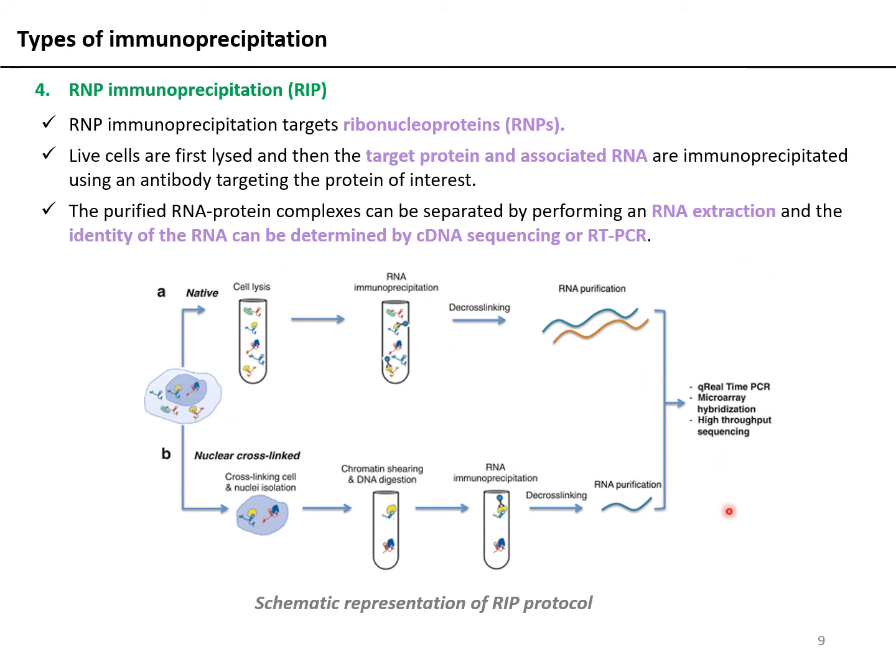And then once you have the purified RNA, you can do either real-time PCR, that is quantitative real-time PCR, or you can do a microarray or high-throughput sequencing to identify this RNA that you have over here.